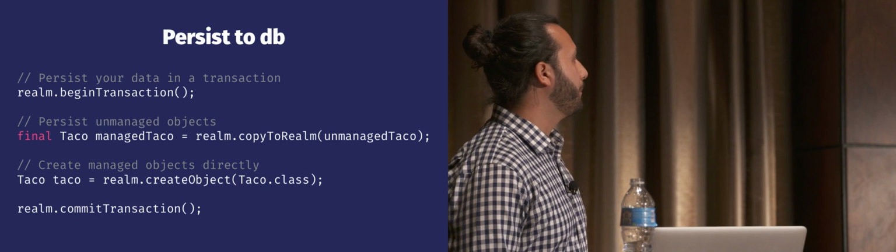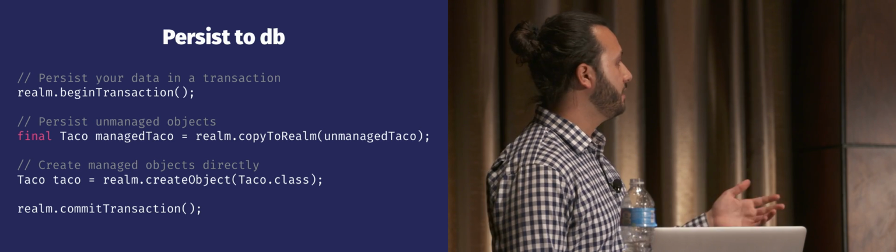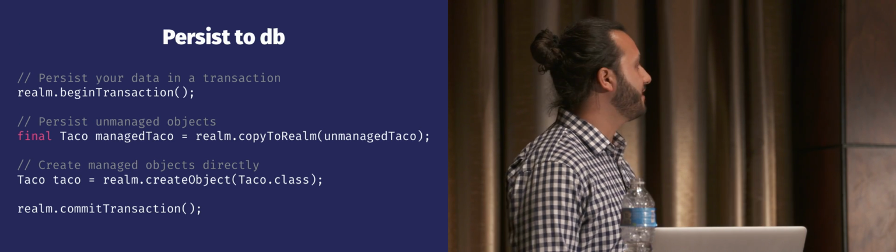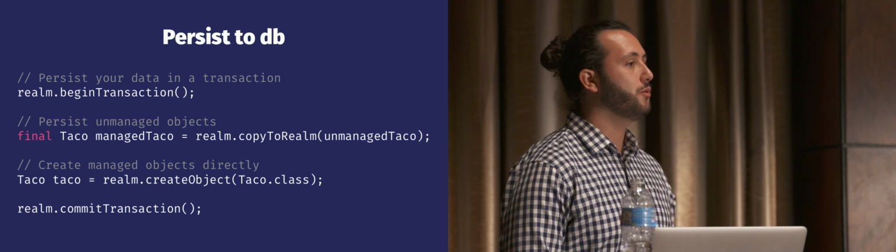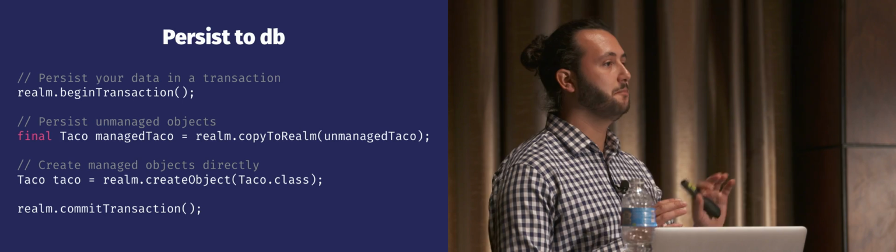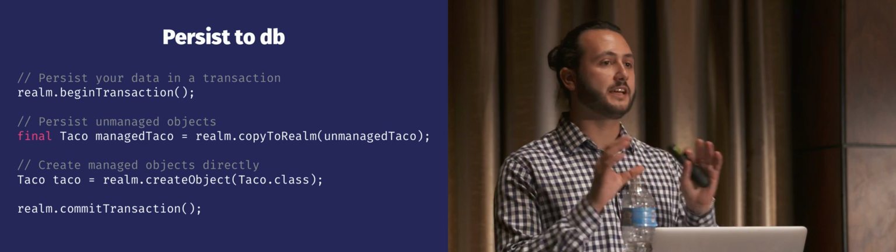This is one simple example of how we might persist some object into the database. We make sure all of our data happens in transactions. The first thing that we're doing is beginning a transaction. And what Realm will do is, Realm won't automatically manage all of your objects in memory. You need to copy it into Realm, or you need to create the object from Realm.